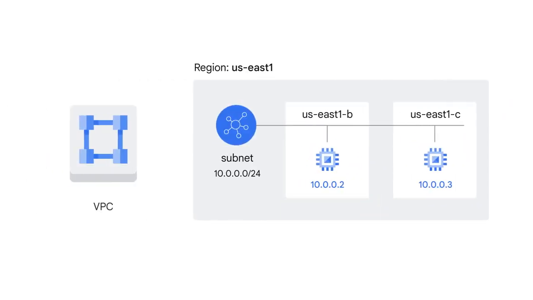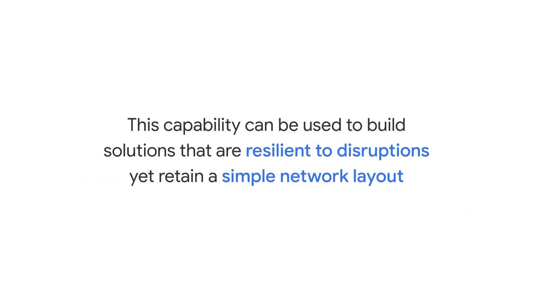For example, let's take a VPC with one network that currently has one subnet defined in Google Cloud's US East 1 region. If the VPC has two Compute Engine VMs attached to it, it means they're neighbors on the same subnet, even though they're in different zones. This capability can be used to build solutions that are resilient to disruptions, yet retain a simple network layout.